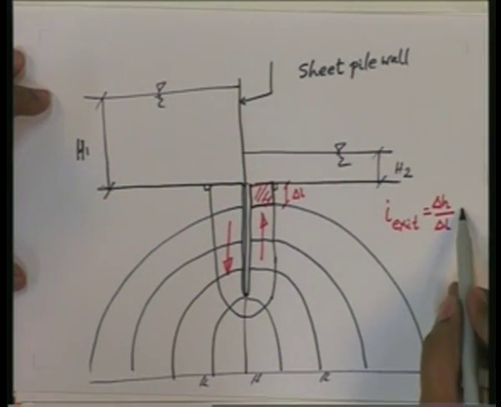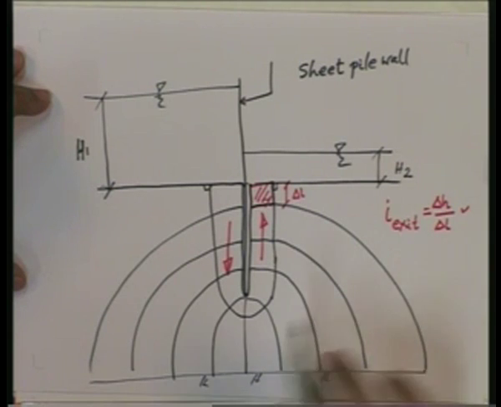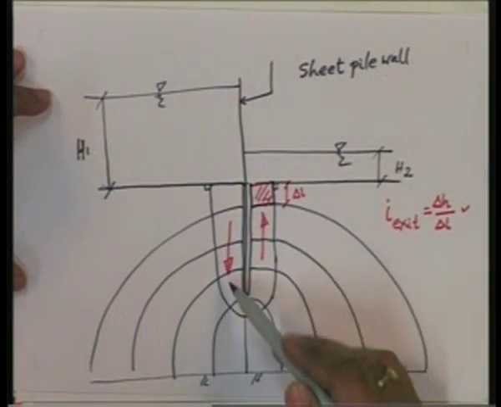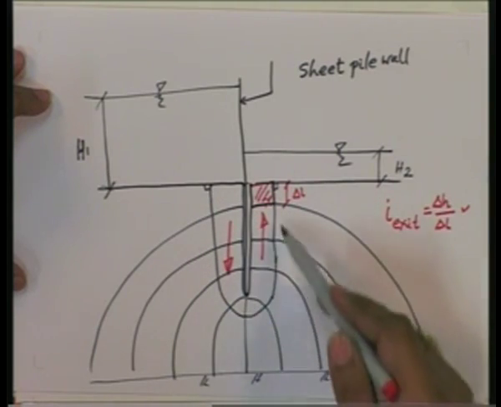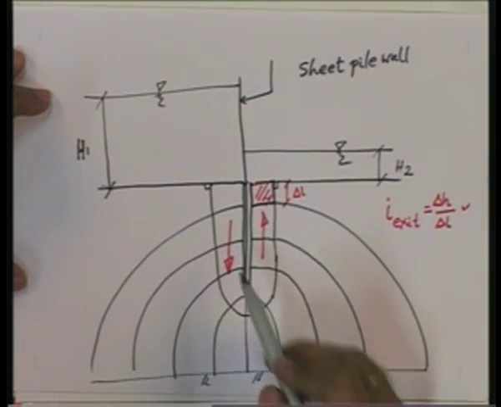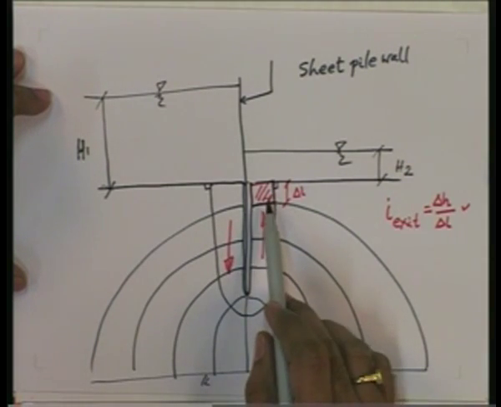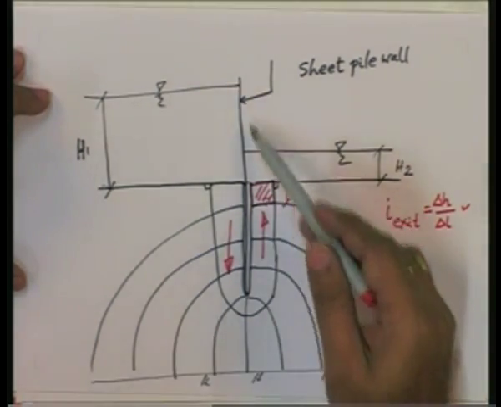So, I exit, which is nothing but delta H by delta L, and then critical gradient. By using these two, we will try to get a factor of safety against this piping or heaving failure. So, in this particular structure, a typical flow channel is shown. There will be a number of flow lines, but this is the first flow line, and the second flow line is shown here, and the exit gradient is defined here, and this is the row of sheet pile walls.